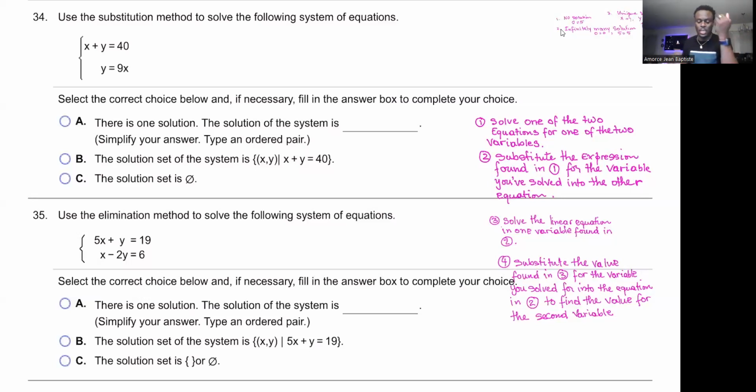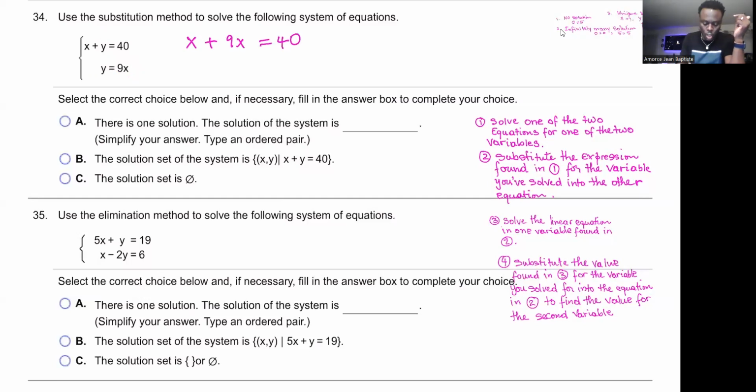So let's see how this works in this problem. We don't have to take step 1 because we already have y by itself in the second equation. So I'm going to step 2, which is to substitute the expression, y equals 9x, into y in the first equation. So that is x plus 9x, because y is 9x, equals 40.